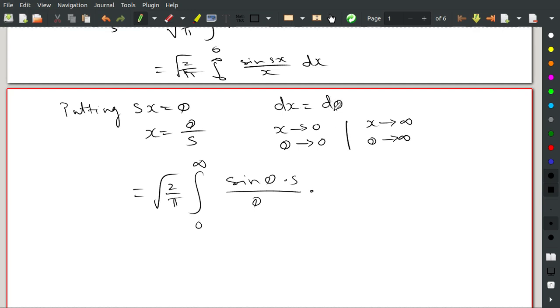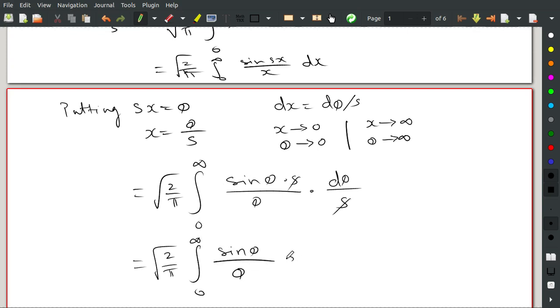dx equal to d theta by s. Okay, therefore we have d theta by s. This s and s get cancelled out, so we have root 2 by pi, and this integral is a standard integral, from 0 to infinity sine theta by theta d theta. This is equal to root 2 by pi, and the value of this integral is pi by 2.